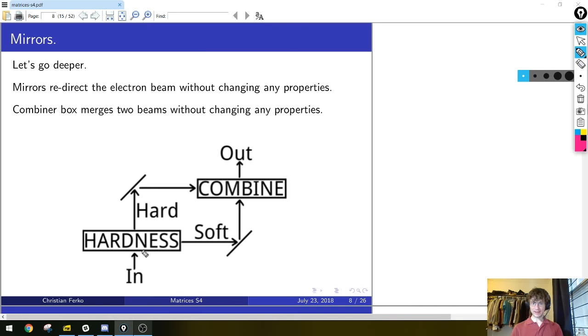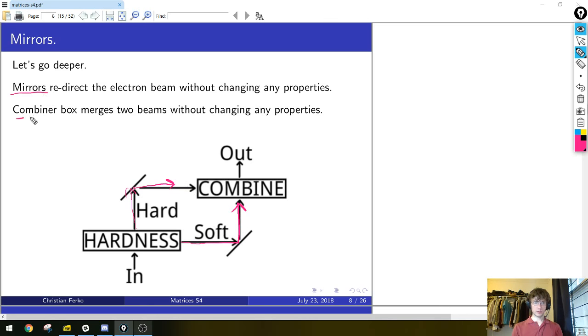So now, in addition to hardness and color boxes, imagine that you can have these mirrors which redirect the stream of the electron. Mirrors, we will assume, simply change the direction of an electron beam, but do not change any properties whatsoever. So all of the electrons which are coming out here as hard bounce off the mirror, they stay hard, nothing about them changes. It purely redirects their motion. That's all. Same thing here, soft electrons bounce off this mirror and go up here.